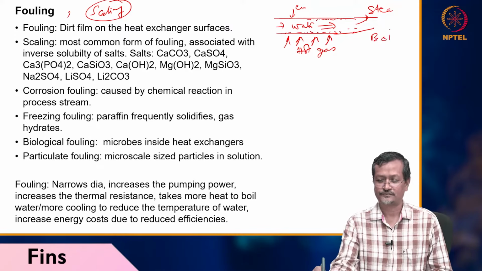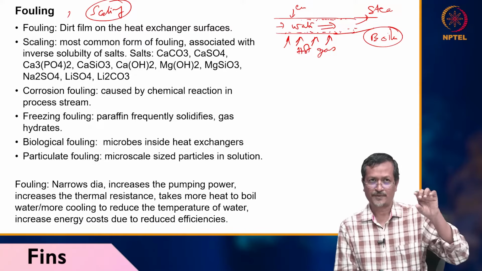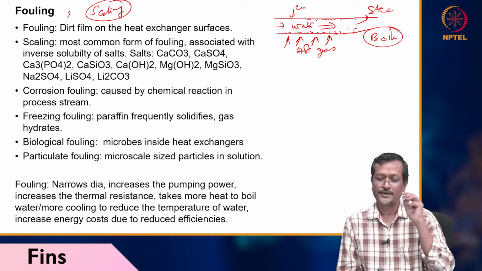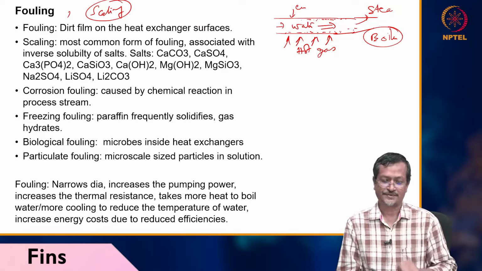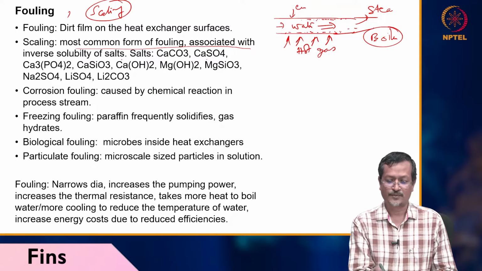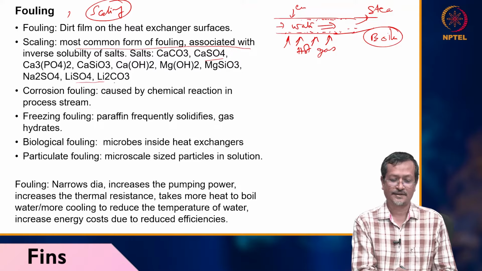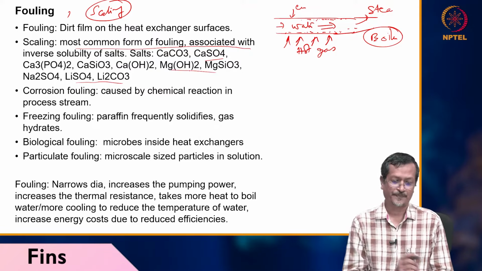Later I will discuss details about boiler flow. In some cases, because this is a steel pipe or copper pipe, lots of salt will be created because of corrosion. Those also will be deposited on the piping surface. So scaling is the most common form of fouling, associated with inverse solubility of salts. Salts like calcium carbonate, calcium sulfate, lithium, magnesium, lots of salts will get deposited on the surface.